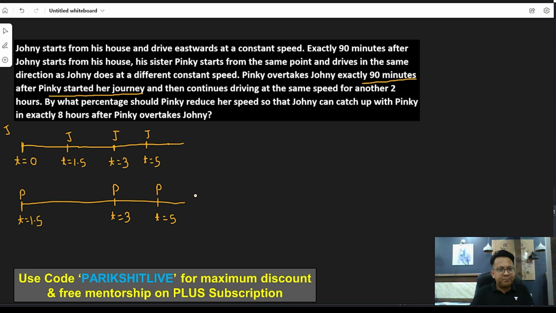By what percentage should Pinky reduce her speed? From now on, the question is saying Pinky should be reducing her speed. So from now on, Pinky has a reduced speed. Let me write it down as reduced speed. Correct? So let's write the entire thing, reduced speed.